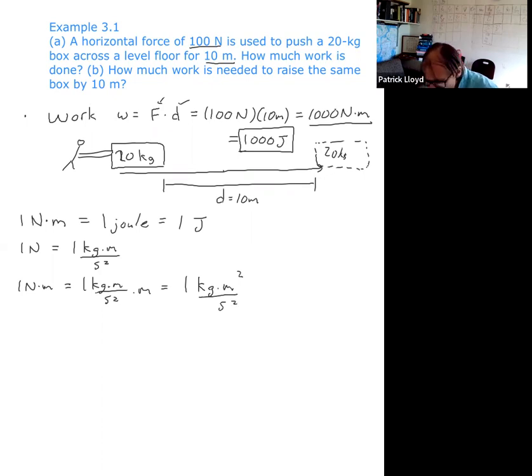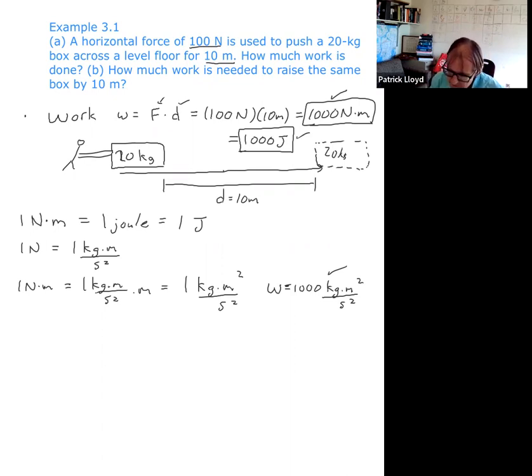Okay. So in this problem, we could also claim that the amount of work is 1,000 kilogram meters squared per second squared. And that would be correct as well. All 3 of those are correct: 1,000 newton meters, 1,000 joules, or 1,000 kilogram meters squared per second squared, just because the newton and the joule are based on combinations of kilograms, meters, and seconds.